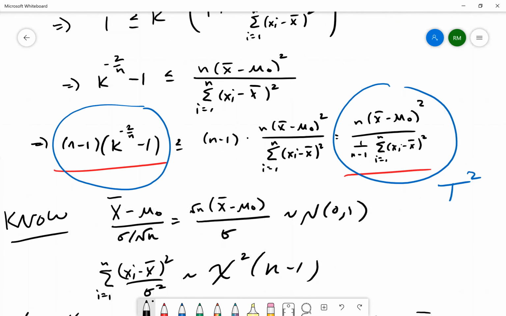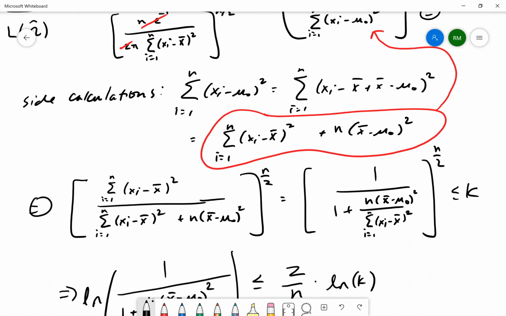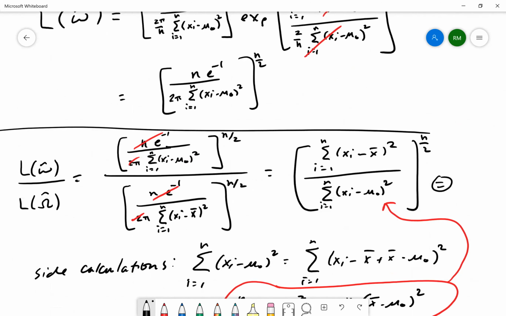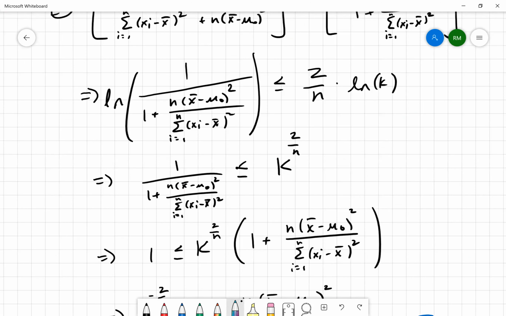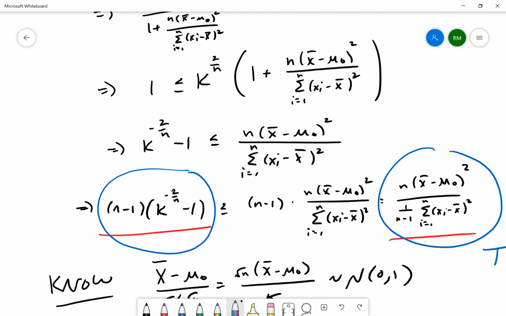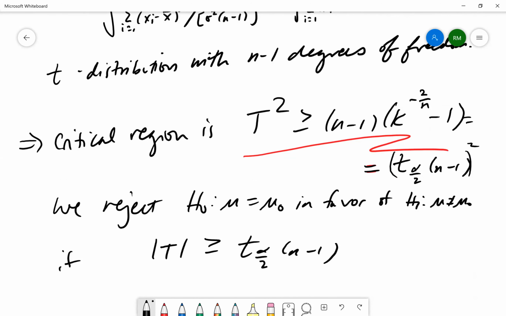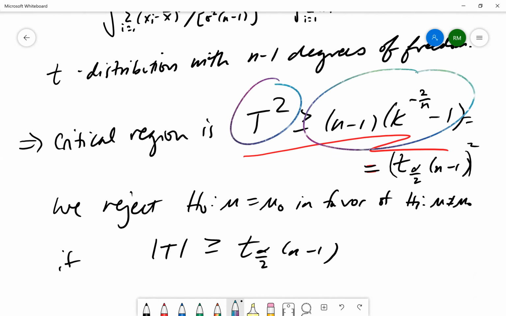We started way up at the top with this crazy expression, and we wanted it to be less than or equal to k. And we did a ton of algebraic manipulations. We manipulated it, we manipulated it, and we manipulated it. And at the very end, after all that work, we said that our critical region must be t squared bigger than or equal to something. And we can pick what that something is. And that something is exactly t alpha over 2 with n minus 1 degrees of freedom squared.